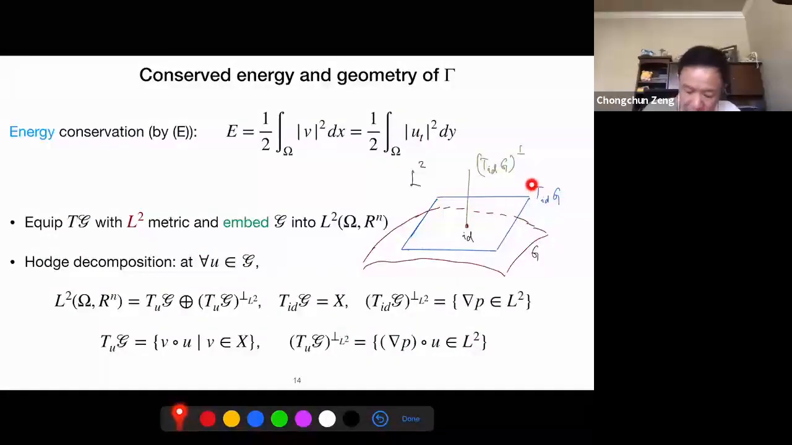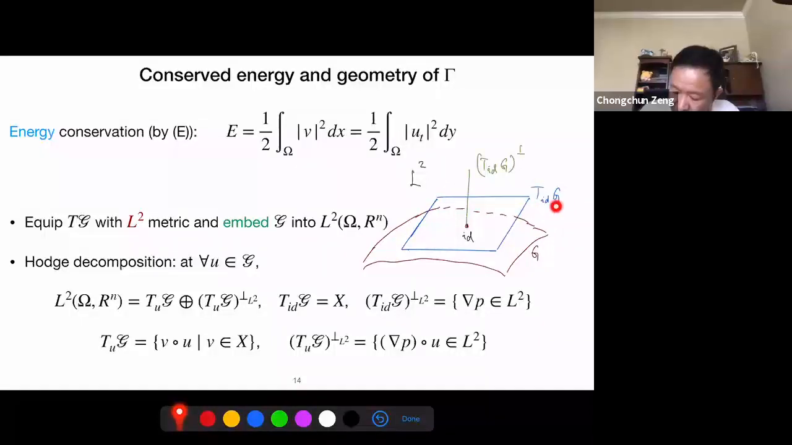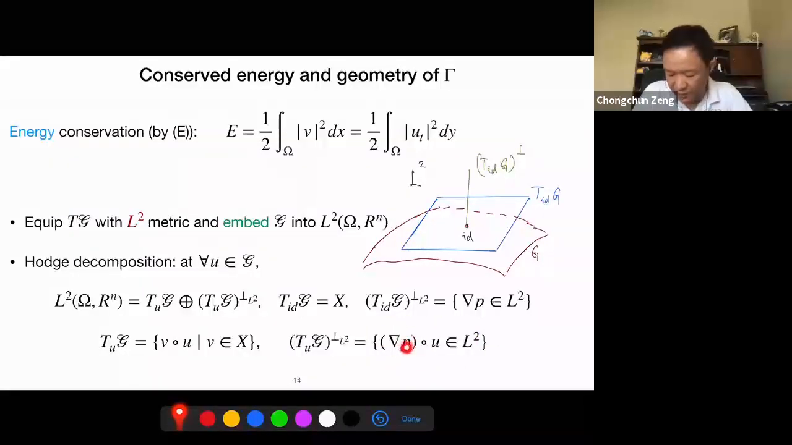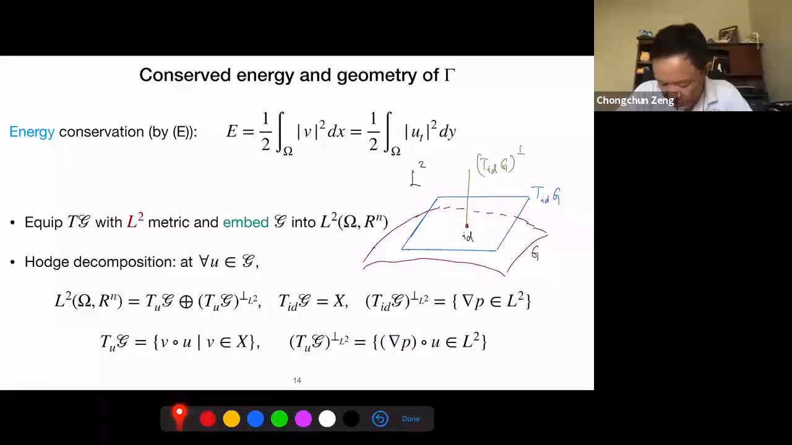And when we think of this as equipped with the L2 metric, we can think about its L2 orthogonal complement, which will appear later when we compute the Lagrange multiplier. By a simple computation, that is the Hodge decomposition basically, the orthogonal complement is given by the gradient of a function, so it is given by gradient vector fields. It is well known that the orthogonal complement of divergence-free vector fields is just the gradient vector fields. But in the Lagrangian formulation, everything needs to be composed.